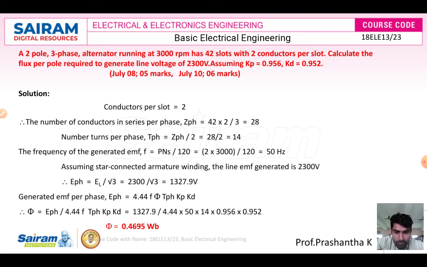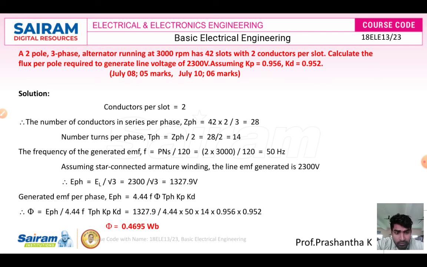Assuming a star connected armature winding, the line EMF is 2300. So the output voltage they have given; now we need to calculate E phase, and with E phase we need to calculate flux. Calculate the flux per pole required to generate the line voltage. So E phase is equal to EL by root 3 if it is star connected. If it is delta, directly you can take EL is equal to E phase. If it is star, E phase is equal to EL by root 3.